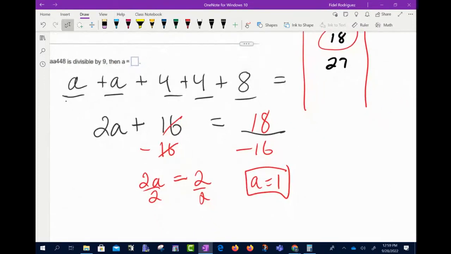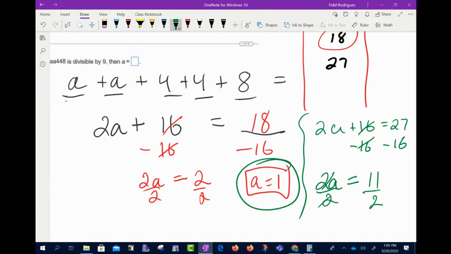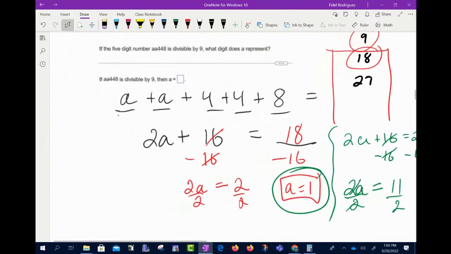Now, I know we could do it with 18, but could we do it with, say, 27? Then I would say 2A plus 16 equals 27. If I were to subtract 16 on both sides, 27 minus 16 would give me 11. And guys, I cannot take 11 and divide it by 2 nice and pretty. So what am I going to do? I'm going to stick with A being the number 1. So right here, my number A would have to be the number 1. That's the only choice I have, right?